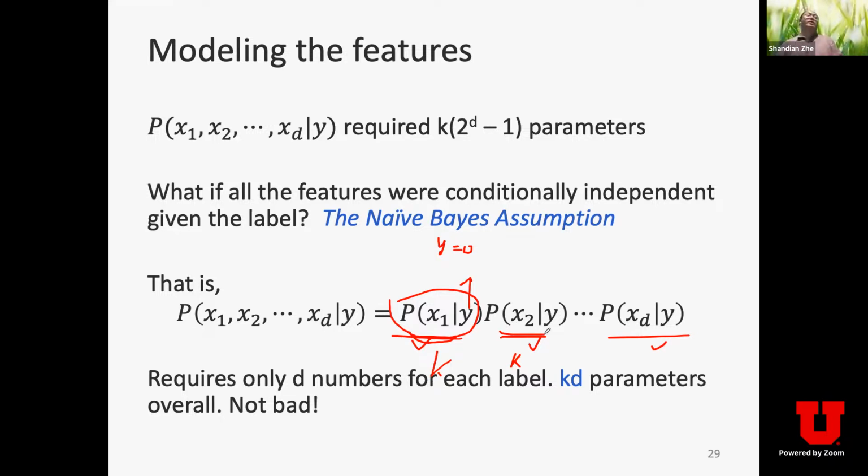So that means each single feature's conditional probability given y just needs k parameters. So in total, we only need kd parameters, because we have d features in total. We get kd parameters, right? Does it make sense? Any questions?